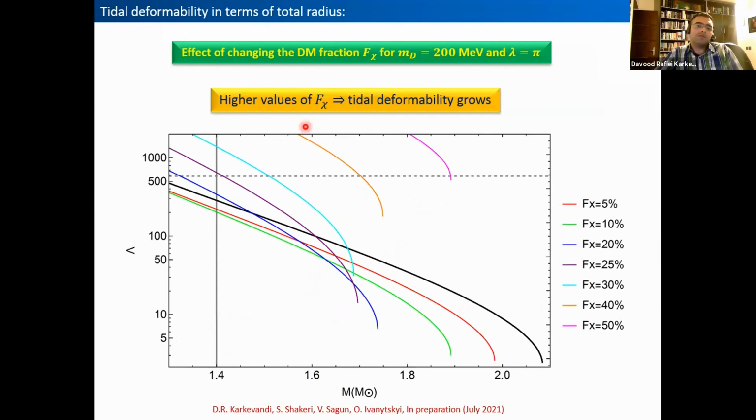So here also is the effect of changing the dark matter fraction for a fixed boson mass and a fixed coupling. And again, we can see that when we have DM halo, which is related to the higher fractions, we have an increase in the tidal deformability. And for the lower fractions, in which case we have a DM core, we have a low value of tidal deformability. And pay attention, for this case of mass, which is a moderate mass in our investigation, we will see a DM core, DM halo transform by increasing the fraction.